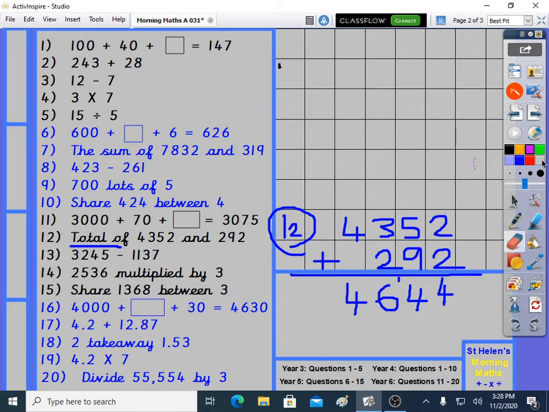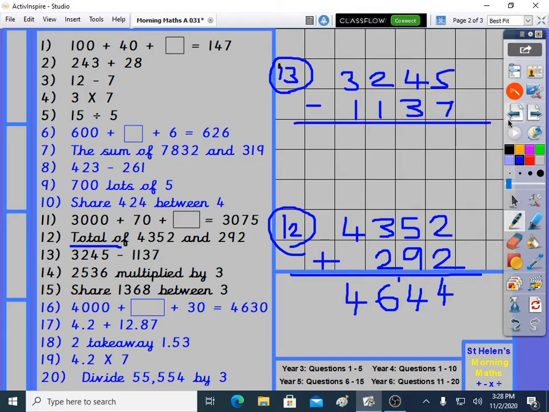What's question 13? Takeaway. 3,245. 1,137. Takeaway. You're year 5 now, so I'll just go through it quickly. 2,108 is what we get.